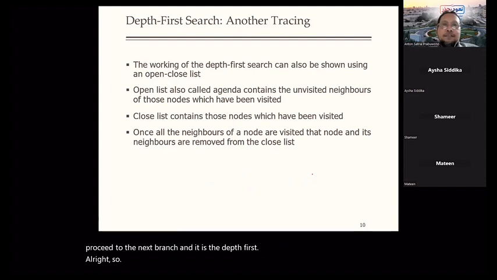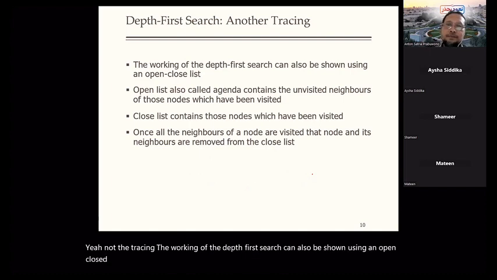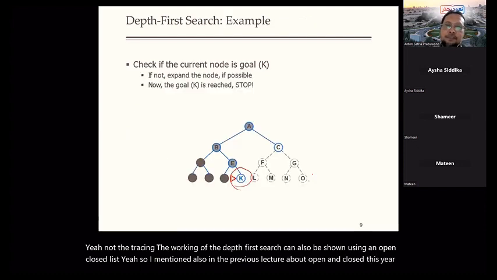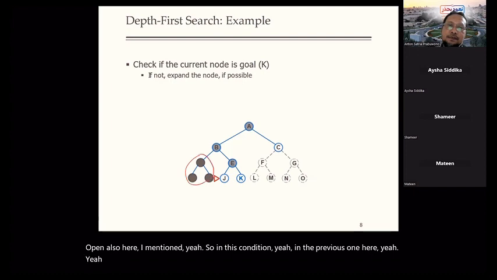Another way of tracing the working of the depth first search can also be shown using an open and closed list. I mentioned also in the previous lecture about open and closed list. Also here I mentioned. So in the previous one here, this one is discharged, and this is still open. This is closed.